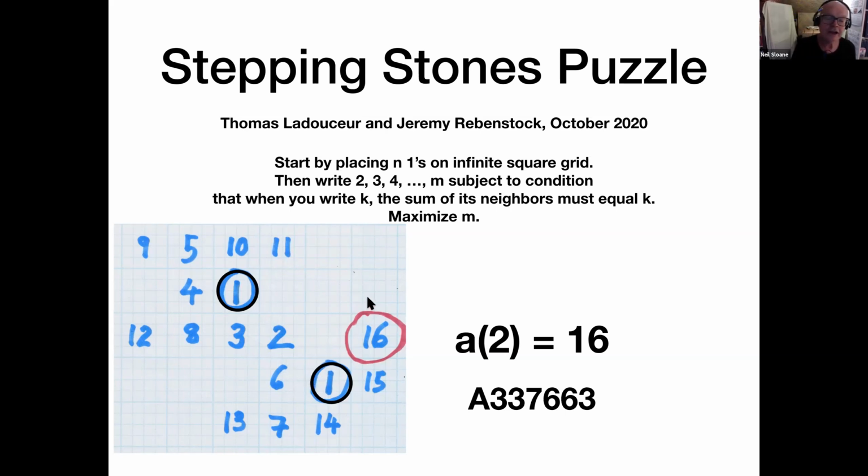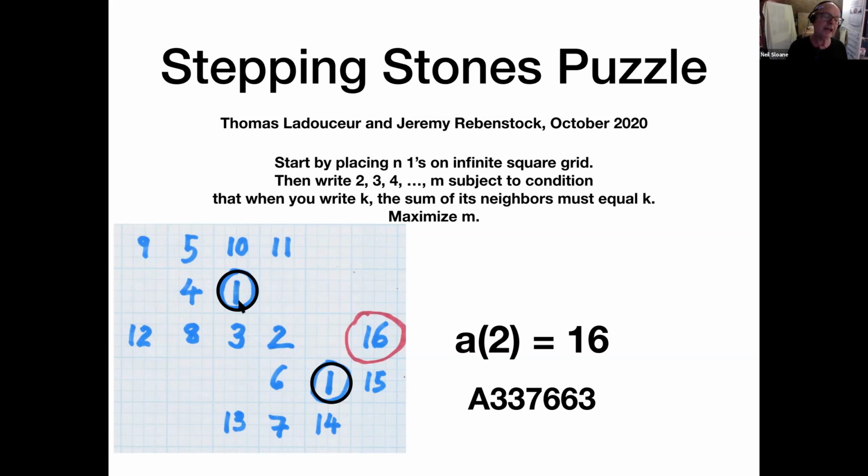And then you want to put down more stones that have numbers on them, 2, 3, 4, 5, as high as you can go. And the rule is you've got to go in order, a 2, a 3, a 4. You can only put a 2 if the sum of its 8 neighbors is 2. Each stone has 8 neighbors. If we separate the 2 ones by a gap of 1, then we can put a 2 down here because it's got 2 neighbors, 1 and 1, that add up to 2. So it's legal to put the 2 there.